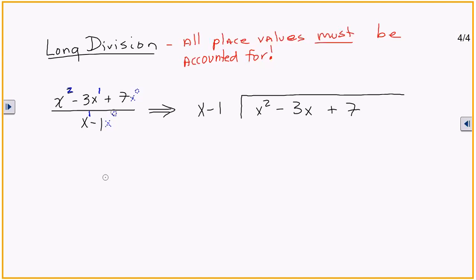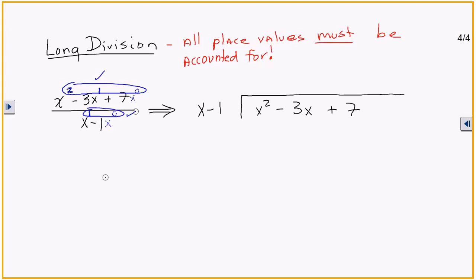Now, each one of these place values should be accounted for. So this is x to the second, x to the first, x to the 0. So everything's there. X to the first, x to the 0. Everything's there. So we're going to count down. 2, 1, 0. 1, 0. If there was anything missing, you would have to fill it in with a 0x to the whatever's missing term. And we'll do one like that in just a second.